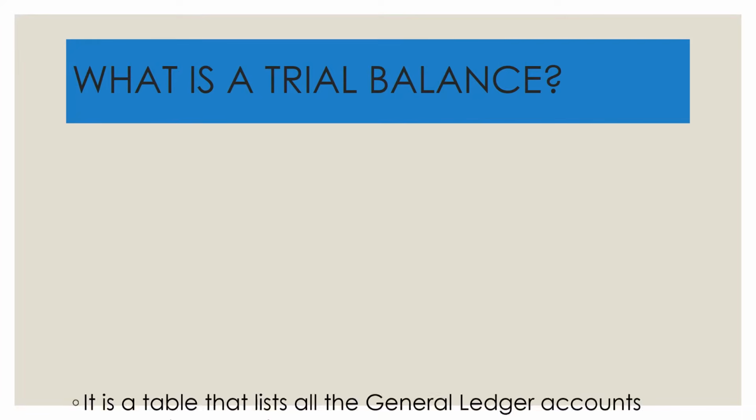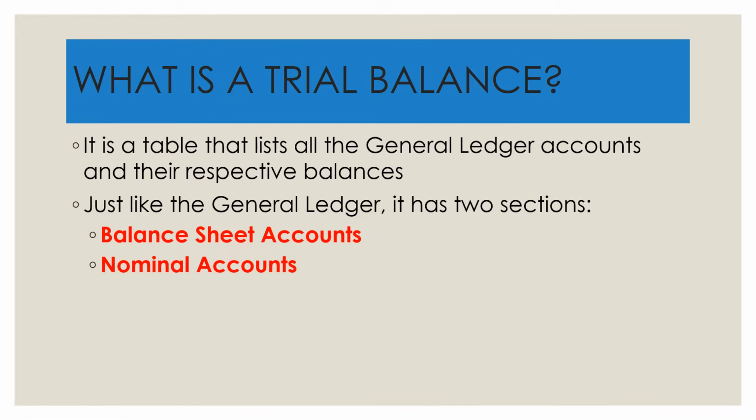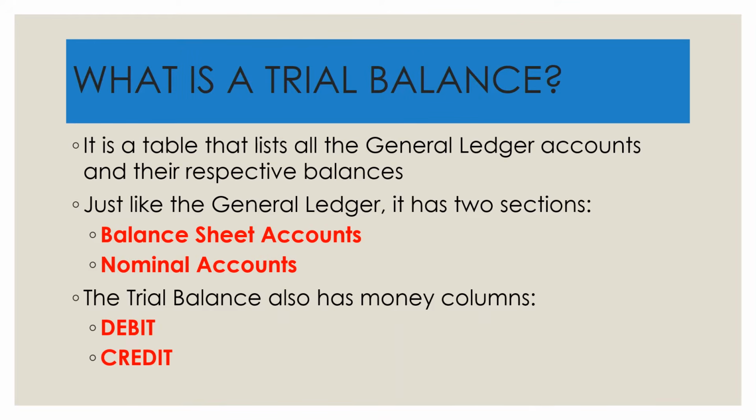What is a trial balance? It is a tabular list of all the general ledger accounts. It has their respective balances and totals, and just like a general ledger, it has two sections, the balance sheet account section and the nominal account section. The trial balance also has two money columns called debit and credit columns.